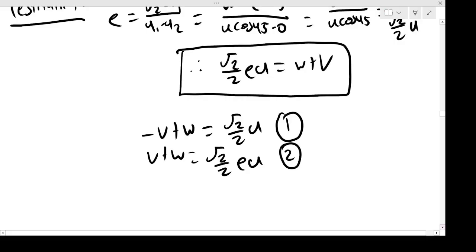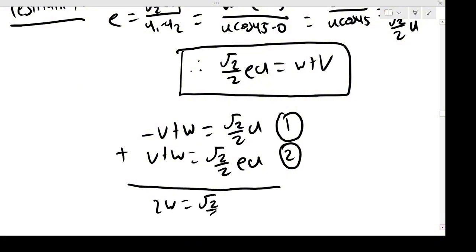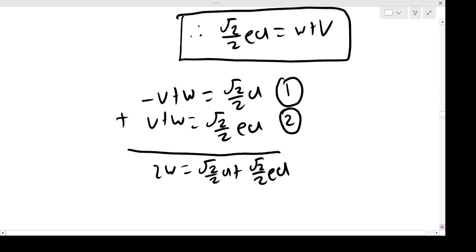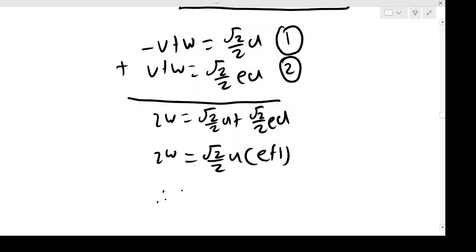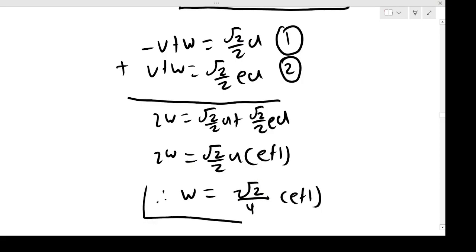So I can actually just add these equations, right? And then it gets rid of the V. So 2W is root 2 over 2U, add root 2 over 2 EU. And so that will go to root 2 over 2 U lots of E plus 1. Therefore, divide by 2. I'm going to get root 2 over 4, E plus 1. And that's W. Hopefully happy with that.